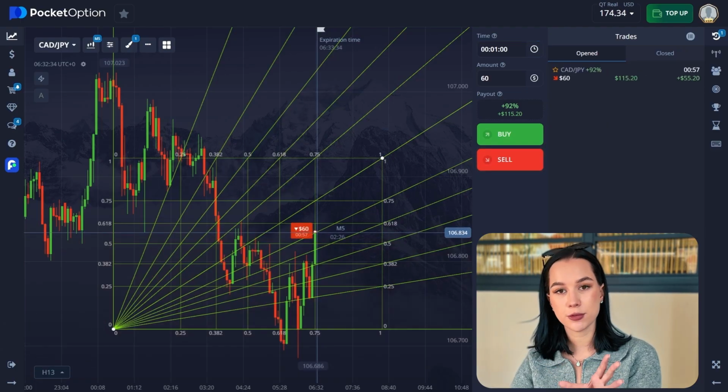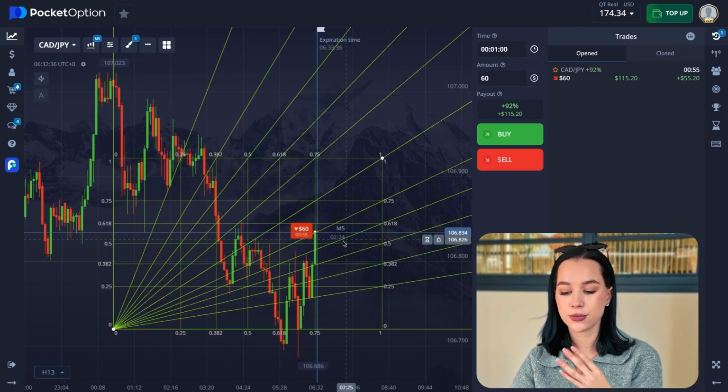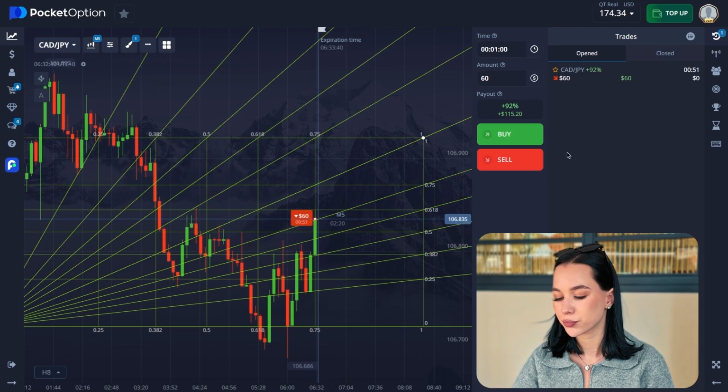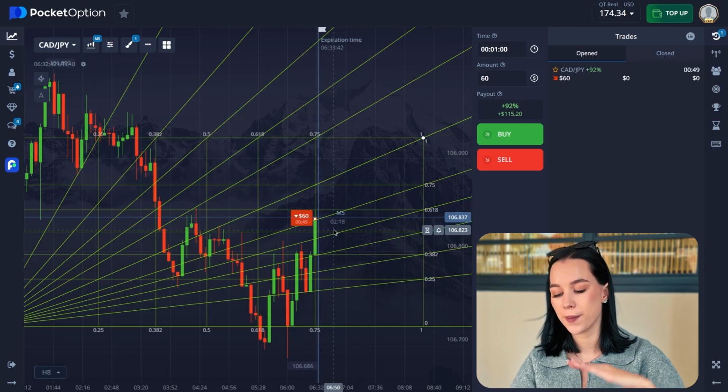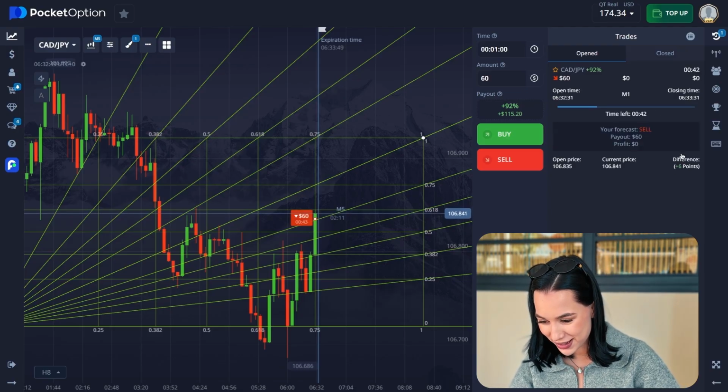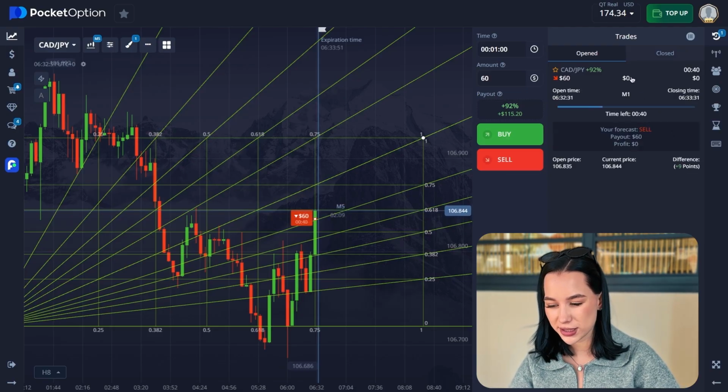Why change the expiration time to 1 minute? Because it definitely should be a fast correction. If we choose 2 minutes, we have the risk of our price going in the upward direction for a little bit. And yeah, that's what I'm talking about right now. Okay, let's wait. It's still 40 seconds.